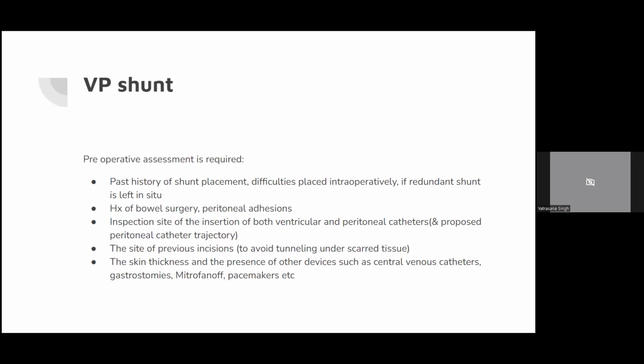The site of insertion must be inspected for both the ventricular and peritoneal catheters, and the proposed peritoneal catheter trajectory must be determined. The site of previous incisions must be observed to avoid tunneling under scarred tissue, which will make this procedure more difficult. And the skin thickness and the presence of other devices such as CVP lines, gastrostomies, Mitrofanoff procedures that have been done, and pacemakers must be known and located and avoided.